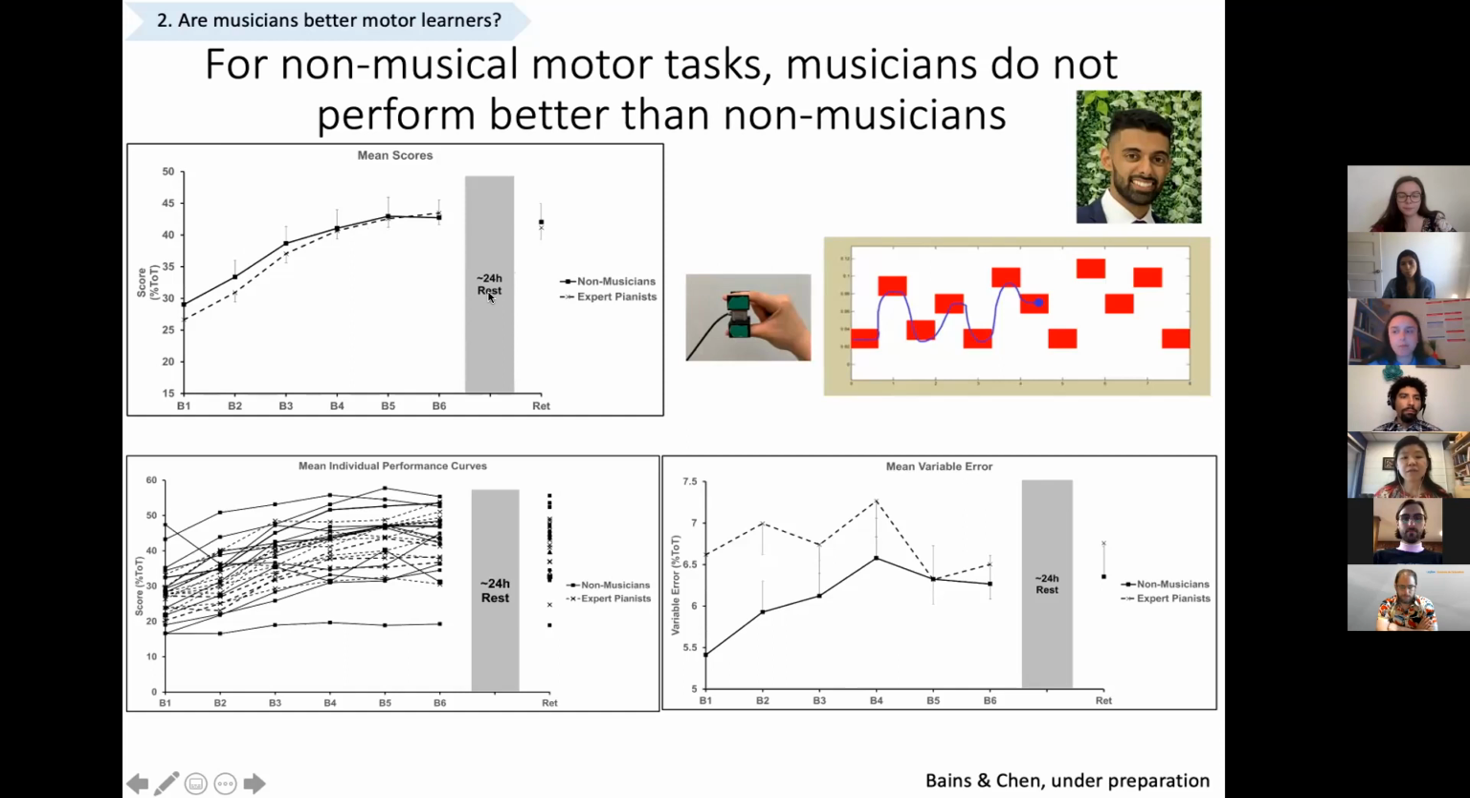And then we waited 24 hours later and we asked our participants to come back the next day. And again, during this retention test, both groups maintained their performance. So we can claim that there was learning of this skill. Performance was relatively maintained. What you see here on the lower left are just the individual data, so individual performance curves, just to convince you that there really wasn't any clear pattern or clear advantage to being a musician, unfortunately.